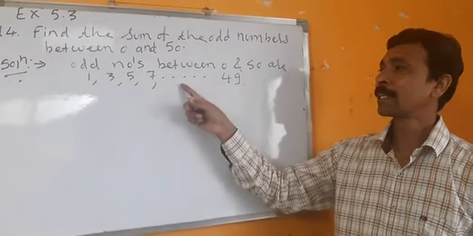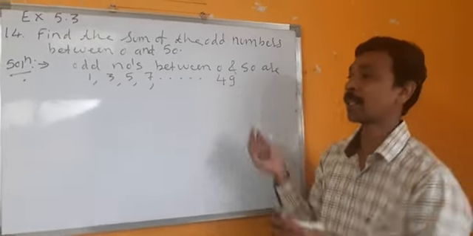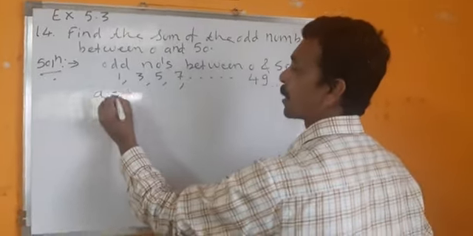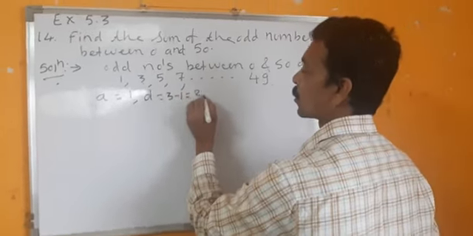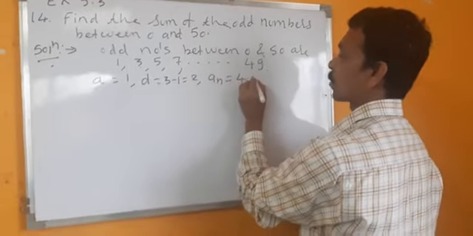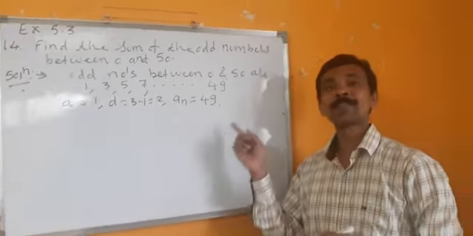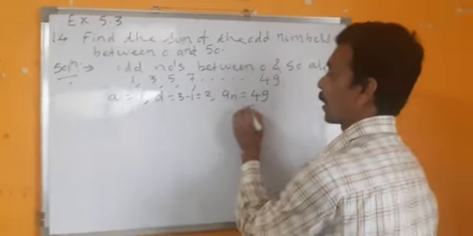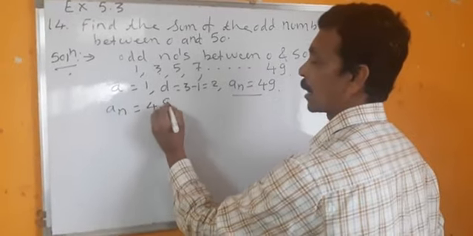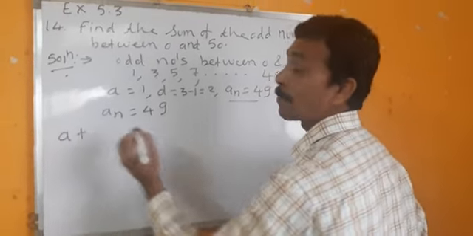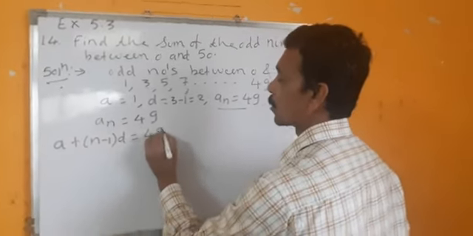Right? Here it is 49. What is this? Last term. Last term means AN. Okay? So A is given here, 1. D is equal to 3 minus 1, is equal to 2. And AN is equal to 49. First we have to find N, and then we will find SN. For N, we will use the formula. AN is equal to 49. AN is what? A plus N minus 1 into D is equal to 49.